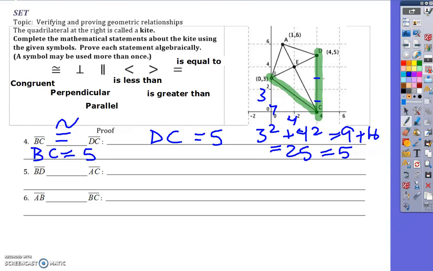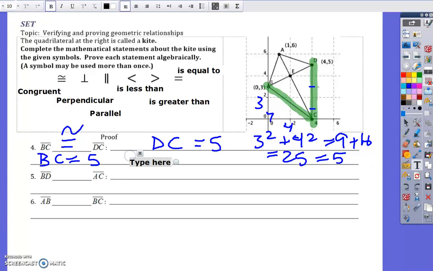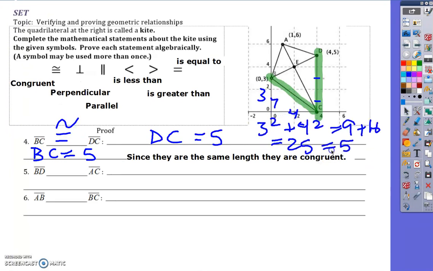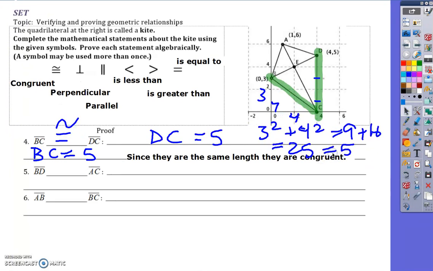So now I'm going to type, since they are the same length, they are congruent. And there we are. Now, I'm not going to do any of the rest of them on this page.